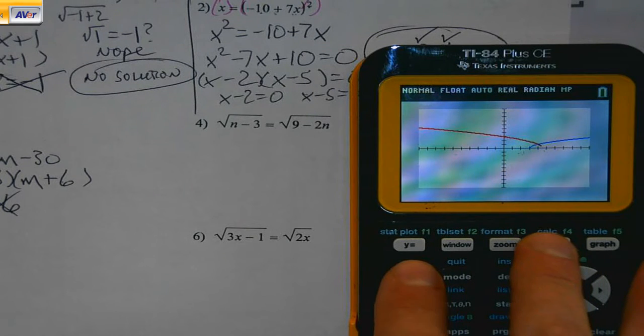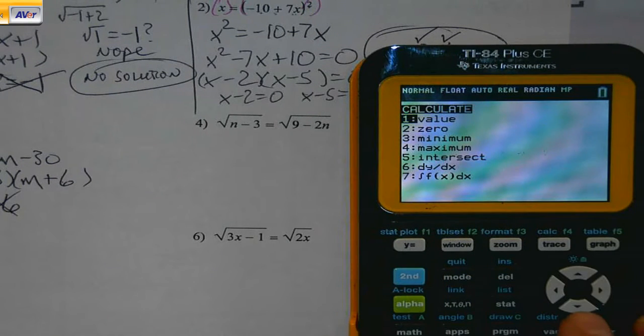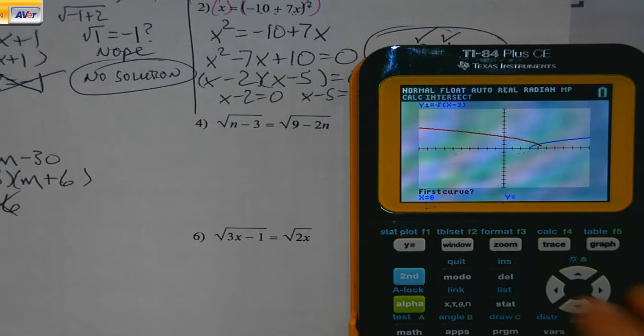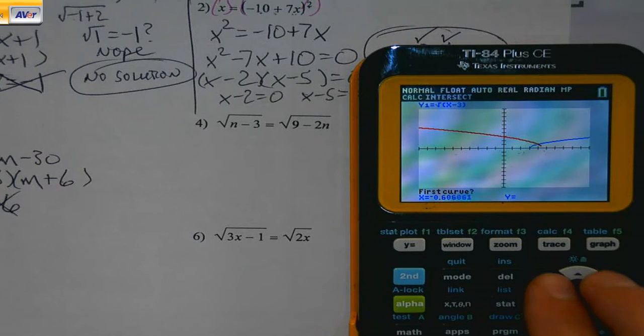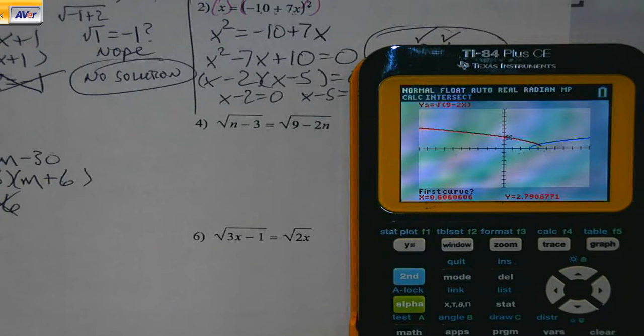One is to go back to my old favorite, second trace. We're not looking for a 0. We're not looking for a min or a max. We're looking for where they intersect. So what it's going to do, and I need my cursor to show up somewhere here. There it is. Okay. First curve. Just watch to see which curve it's on. In my case, it's the red curve. So I'm going to hit enter.